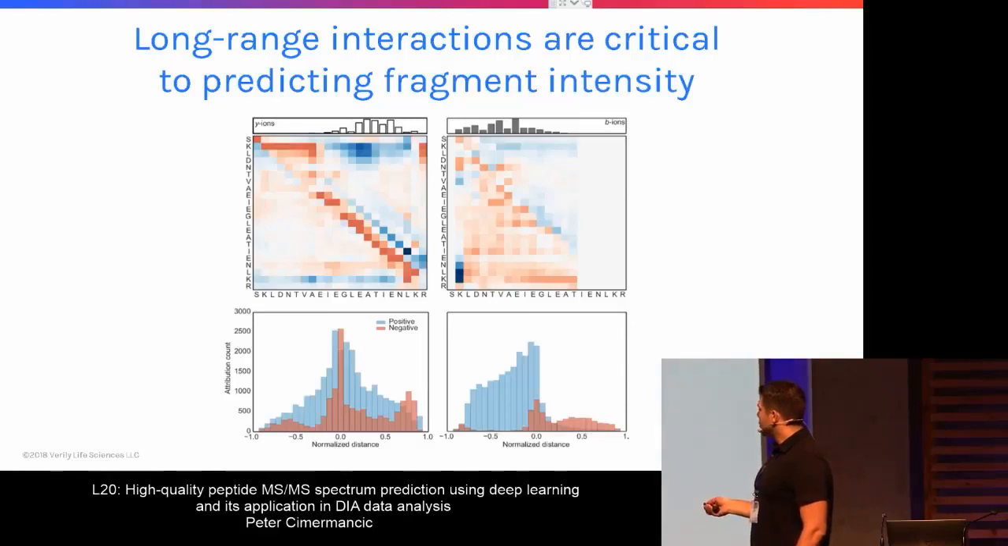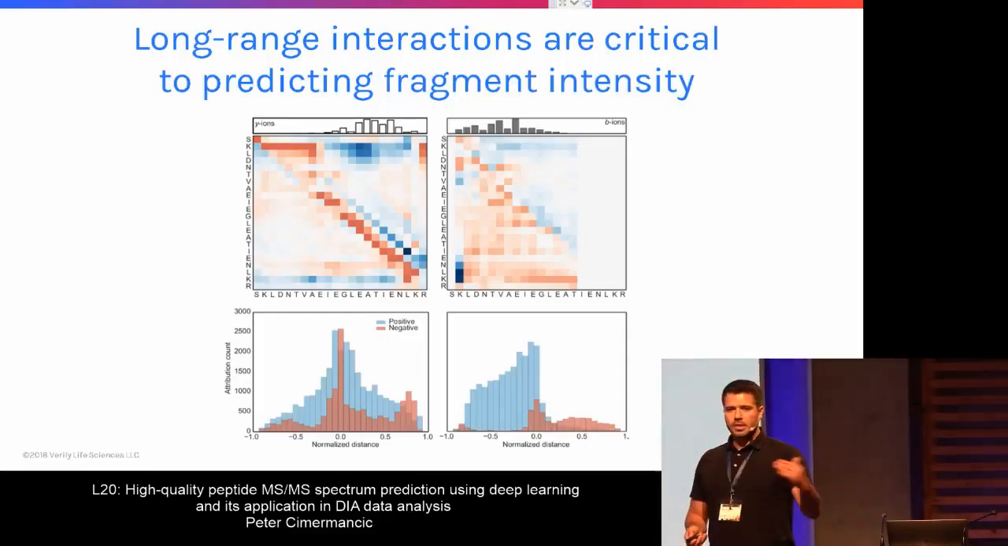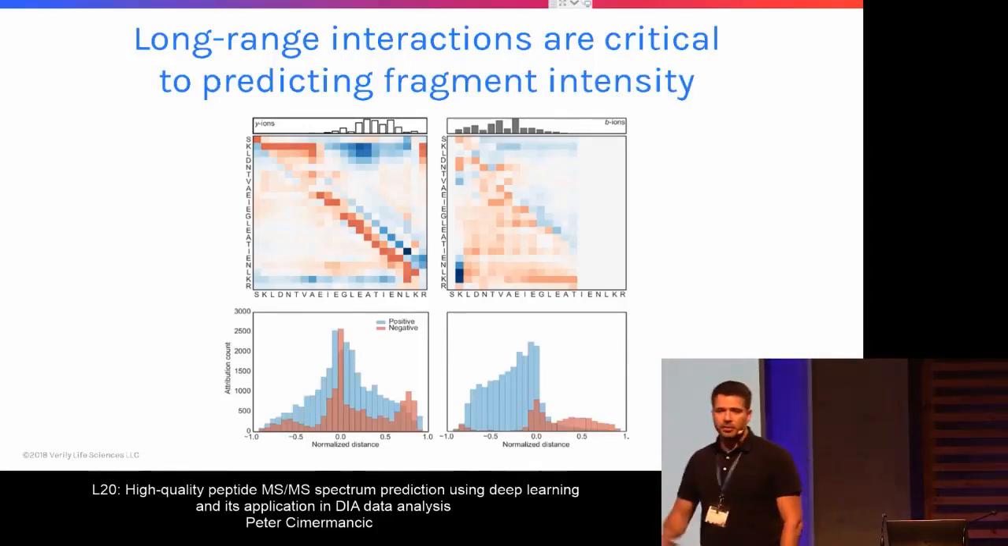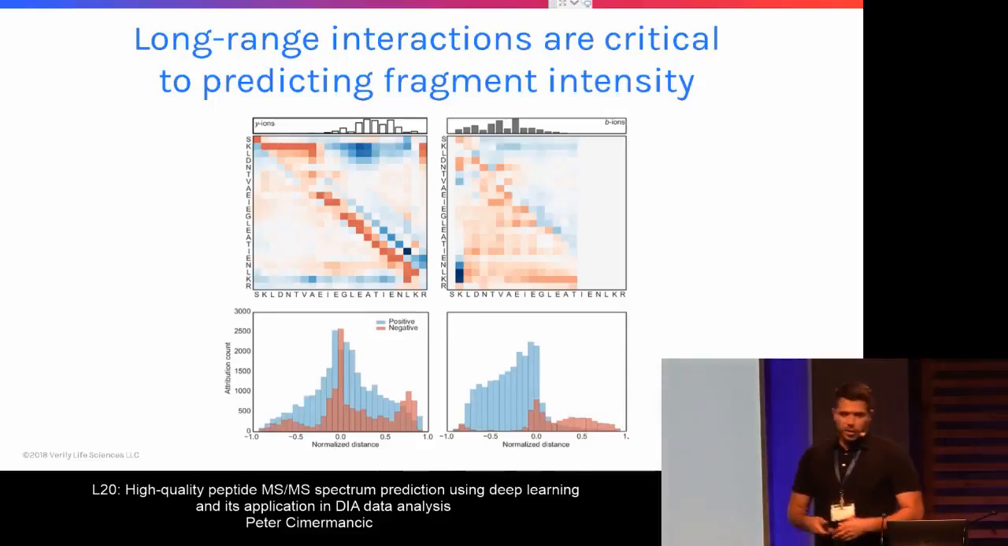But when you look at B ions, what you see is that the most important information is coming from the downstream side of the fragmentation site, and that positively influences fragmentation for B ions. And there's almost nothing on the upstream side of the peptide sequence. So using this type of approach for interpreting deep learning, we can learn something new about the chemistry of fragmentation as well.